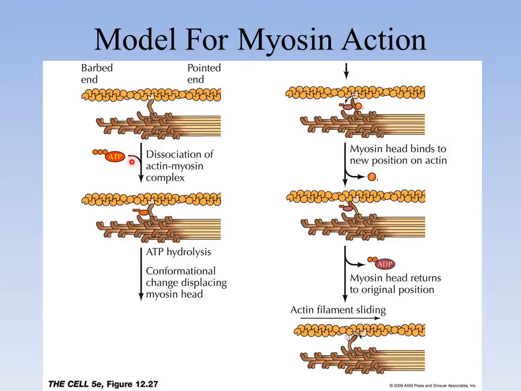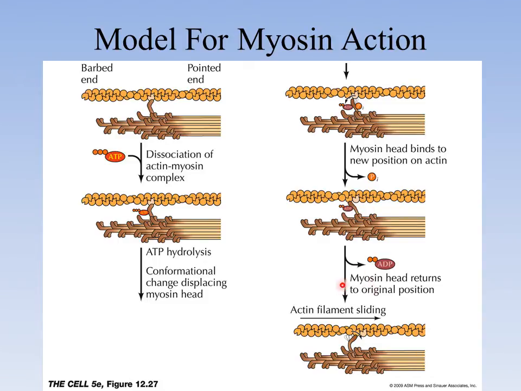ATP is going to come along, and the hydrolysis of ATP is then going to dissociate the myosin. When ATP is hydrolyzed to ADP, that's going to result in a conformational change of the myosin so that it dissociates from the actin. When it does so, the myosin is then going to bind to a new position on actin. And there goes our phosphate away. So now I have myosin bound to ADP at a new position on actin. Then myosin is going to return to its original position as ADP is released. As ADP comes off, that's going to lead to the myosin filament moving to its new position.